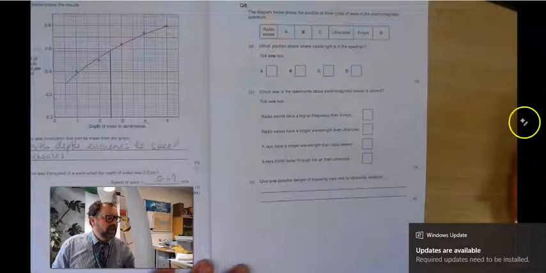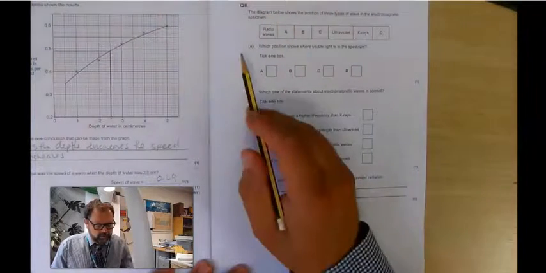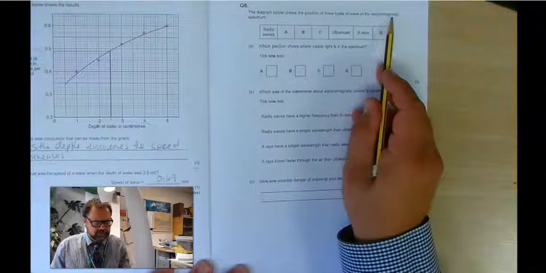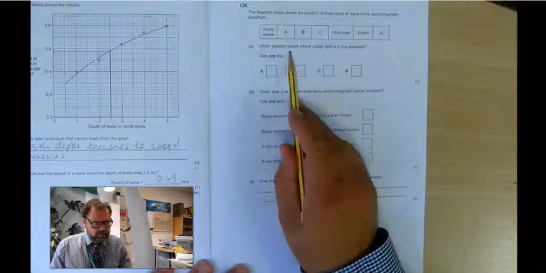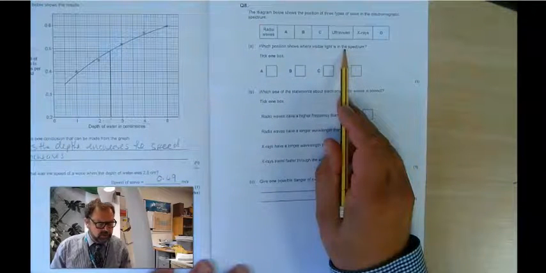Okay, question 8 is about the electromagnetic spectrum. I've got a diagram showing the position of 3 types of wave in the electromagnetic spectrum. Which position shows where visible light is? So think of your order here.